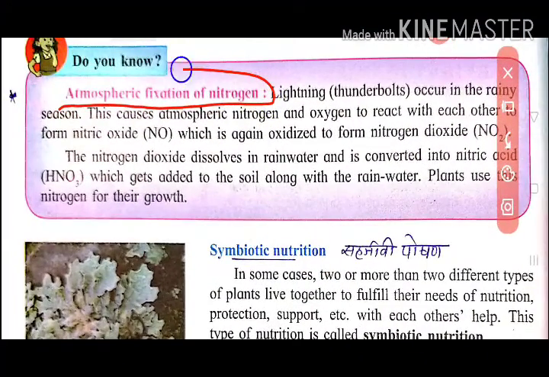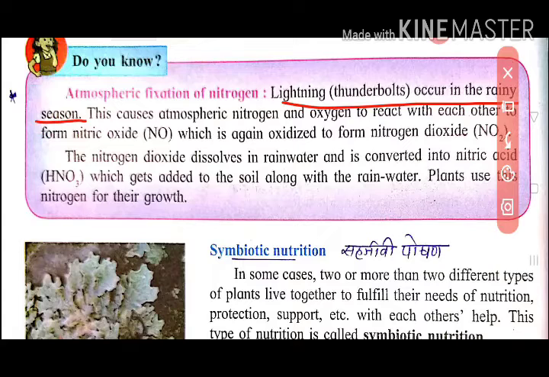The second method of fixation of nitrogen is atmospheric fixation of nitrogen. In Marathi, नायट्रोजनचे वातावरणीय स्थिरीकरण. Okay, what happens in this process? Lightning occurs in the rainy season. We know that in the beginning of the rainy season we see lightning and thunderbolts occur. This causes atmospheric nitrogen and oxygen to react.